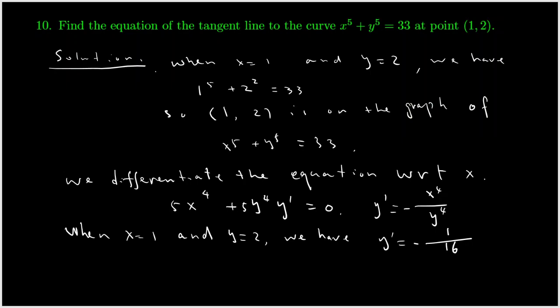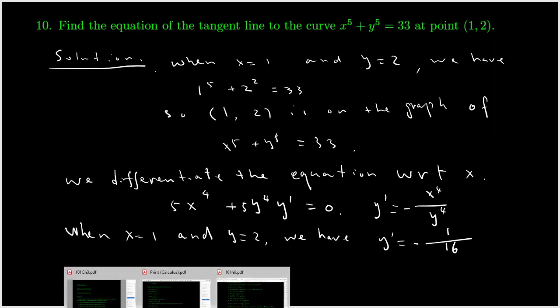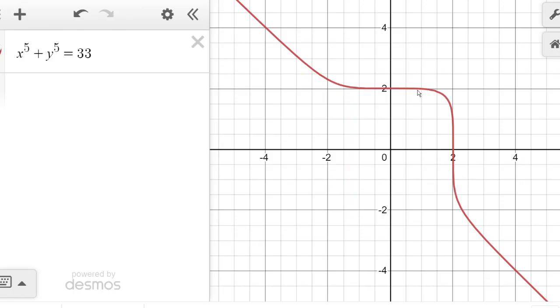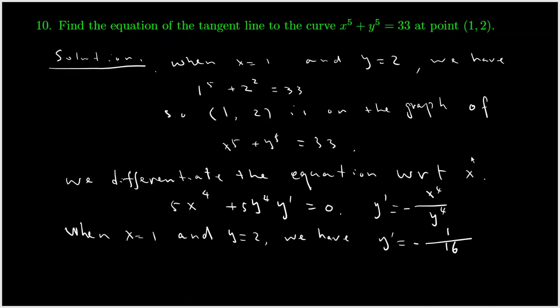It's a negative slope. A negative slope is going downhill from the left to the right. This is the slope. I'm going to write one more word. This gives the slope of the tangent line.